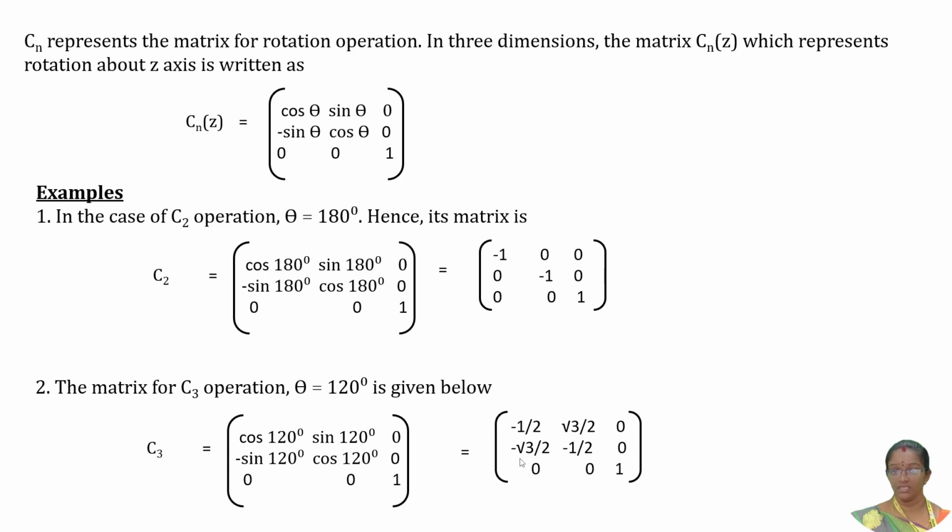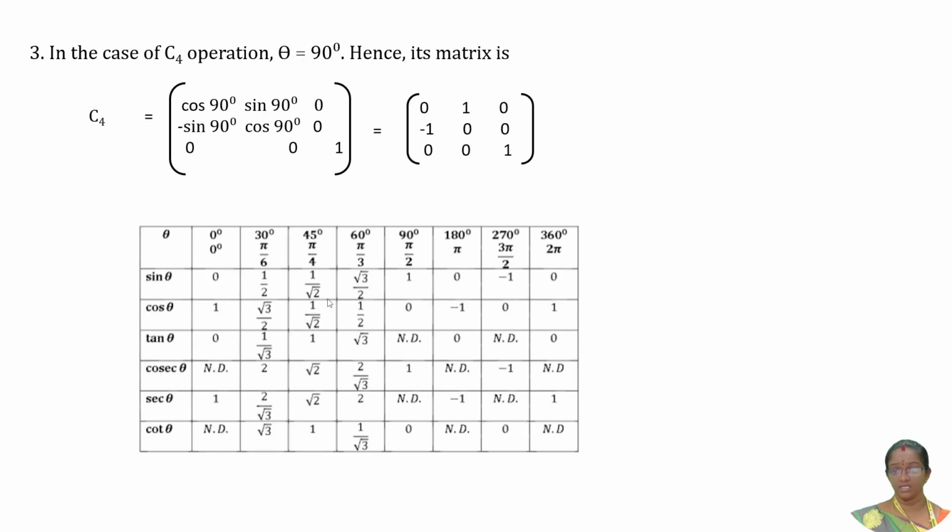If we take theta equal to 90 degrees, it will become the C4 rotation operation, and C4 is equal to cos 90 degrees, sin 90 degrees, 0, minus sin 90 degrees, cos 90 degrees, 0, 0, 0, 1. And here we have given the values of theta according to sin, cos, tan, cosec, sec and cot theta. By taking the value of cos 90 from this table as 0 and sin 90 as 1, we will arrive at this matrix for the C4 rotation operation.